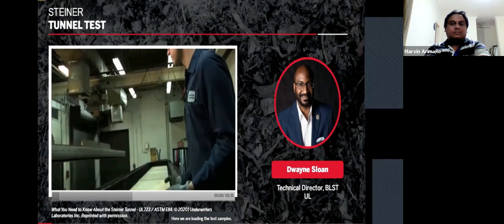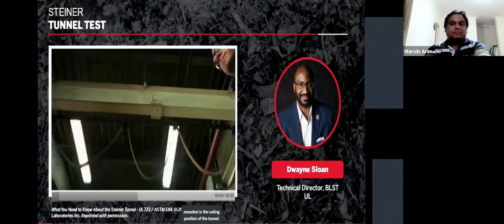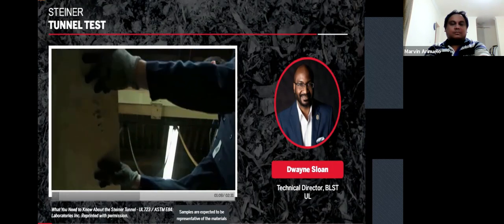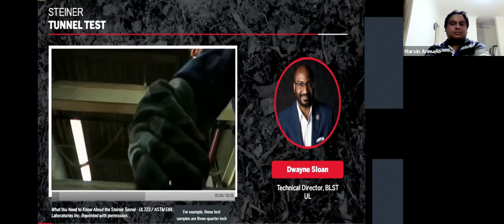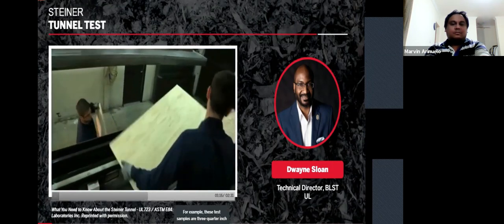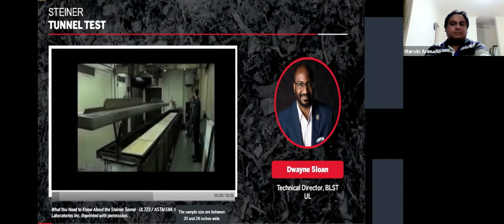Here we are loading the test samples. The test is conducted with the sample mounted in the ceiling position of the tunnel. Samples are expected to be representative of the materials intended to be installed in the field. For example, these test samples are 3/4 inch fire retardant treated plywood. The sample sizes are between 20 and 24 inches wide and 24 feet long, spanning the entire length of the tunnel. These samples' lengths may be either continuous, unbroken length, or most often 8-foot sections that are joined and butted end to end.